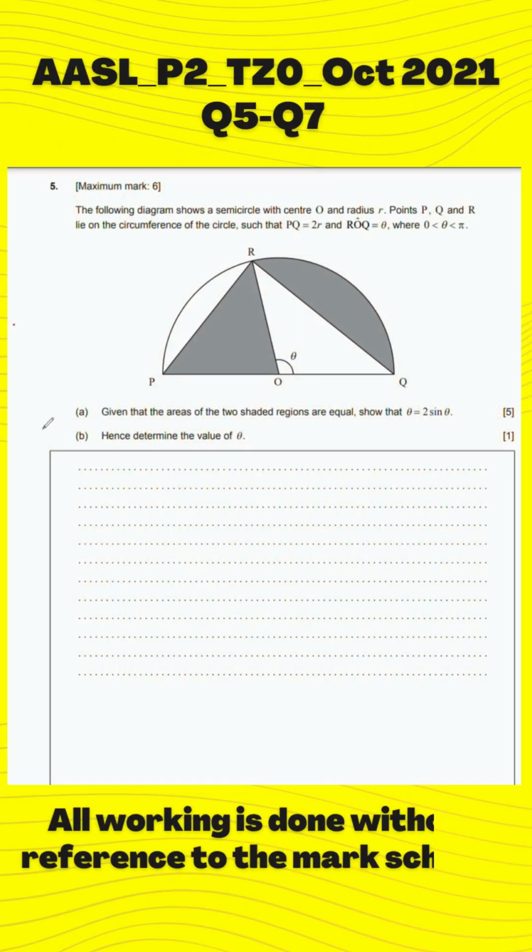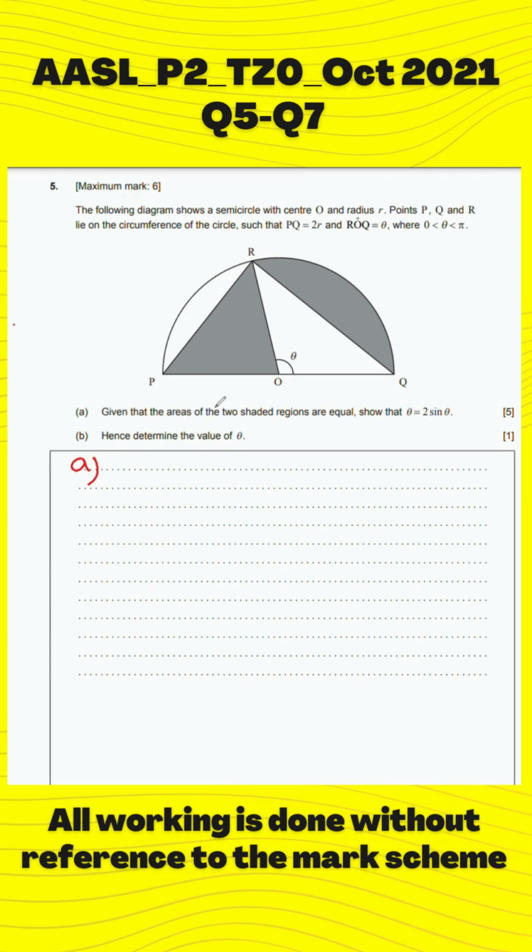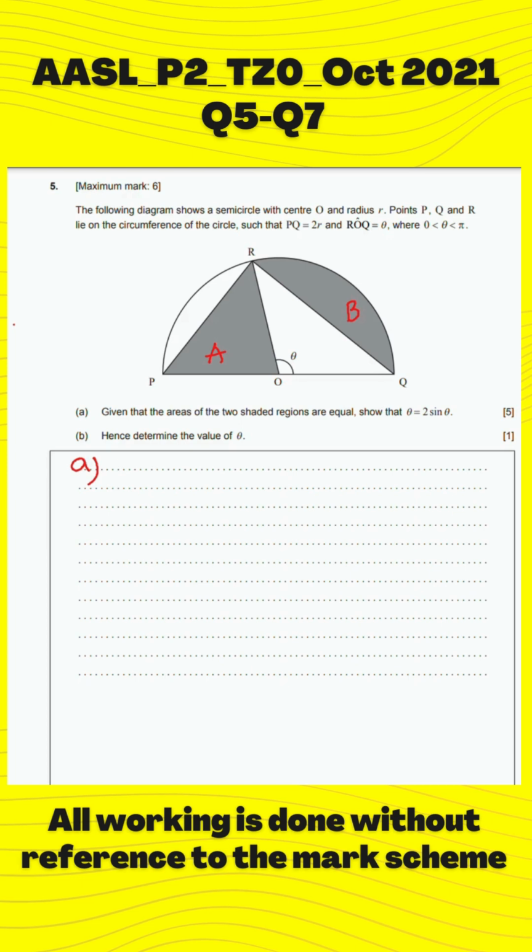IB maths is easy. A. Given that the areas of the two shaded regions are equal, let's call this area A and this area B. So A will equal the area of this triangle. So it will be 1/2 of BO multiplied with RO multiplied with sine of POR.